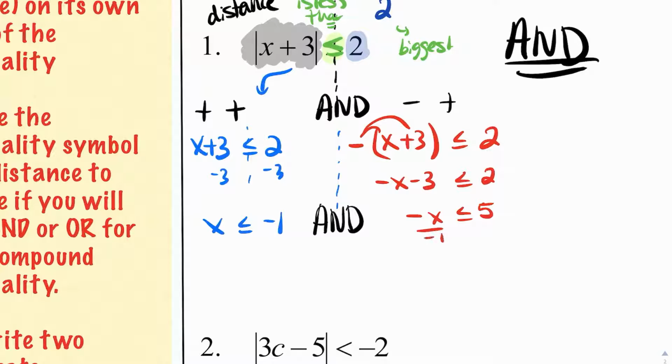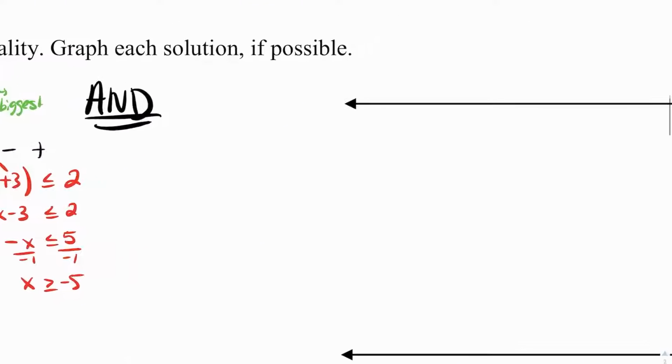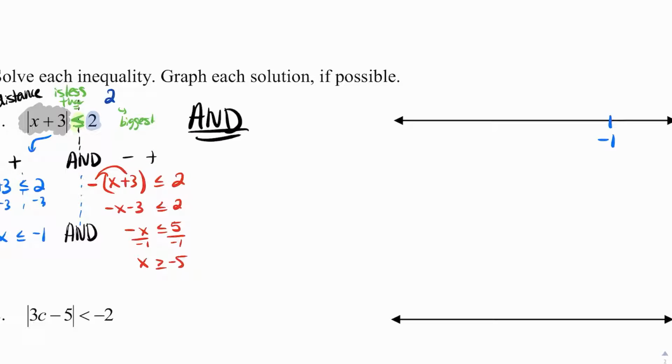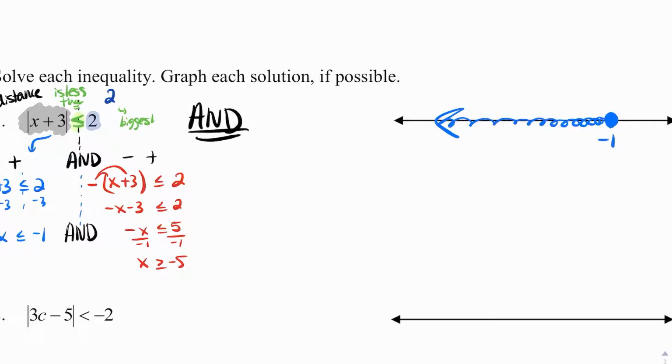Now here when I divide by the negative, don't forget to flip the signs. So I need to graph x is less than or equal to -1 and x is greater than or equal to -5. So we'll graph them separately. So over on our number line, we'll place -1 right here. I want all the x's that are -1 or less than that. So that's this way. Now the other inequality, I want all the x's that are -5 or greater.